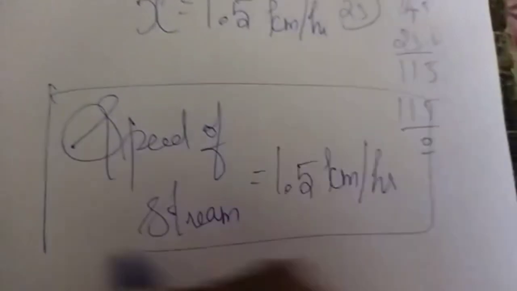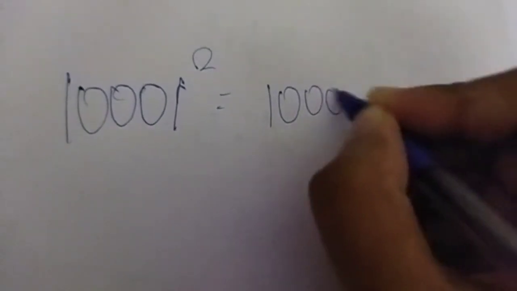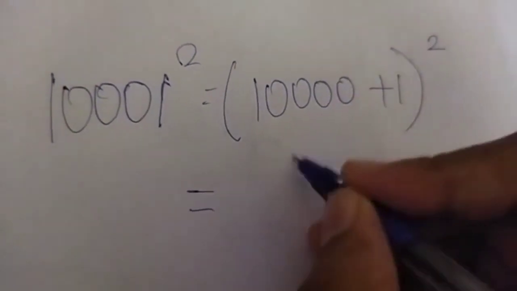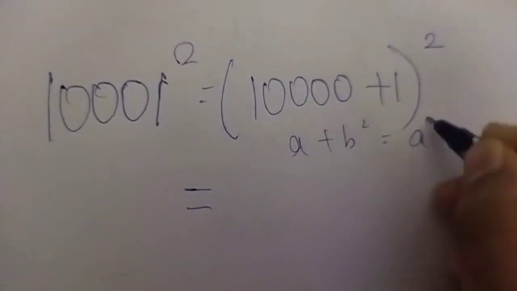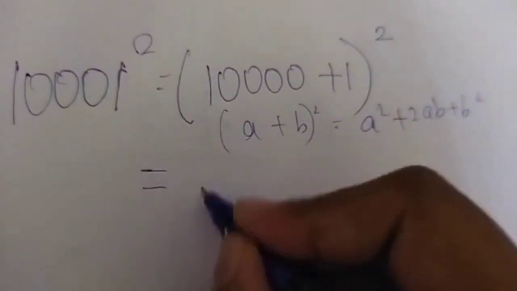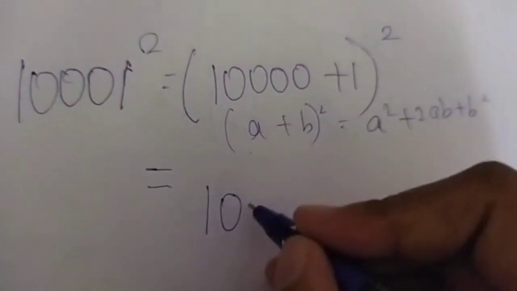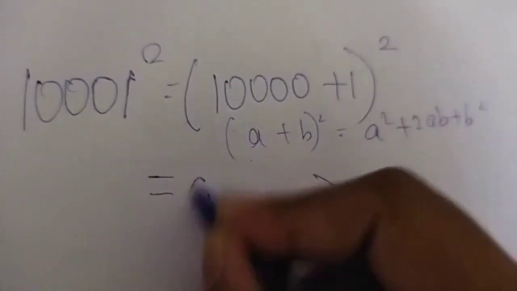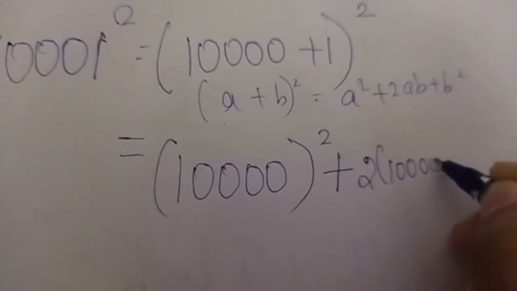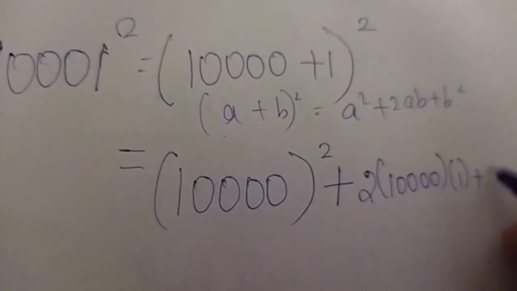Let's go to the next sum. The value of 10,001 square. We can write this as 10,000 plus 1, whole square, that is (a plus b) whole square. (a plus b) whole square is equal to a square plus 2ab plus b square. So a square means 10,000 square, plus 2 into 10,000 into 1, plus 1 square.